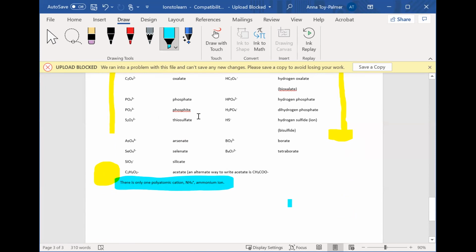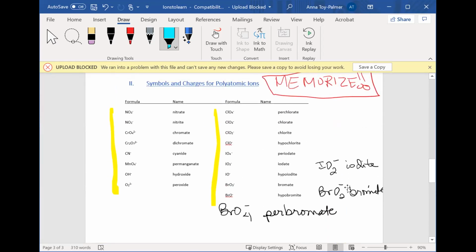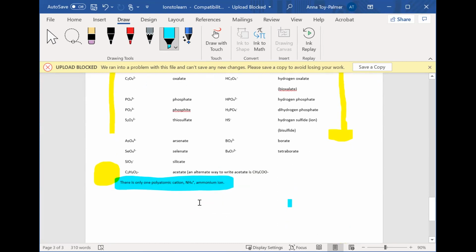So I haven't made you memorize everything of this whole list that I gave you for your polyatomic ions. You don't need to memorize 5. Okay. So that's really good. Now, notice for the polyatomic ions that spans these 2 pages. All right. Almost all of them are anions. 1 is a cation. Okay.